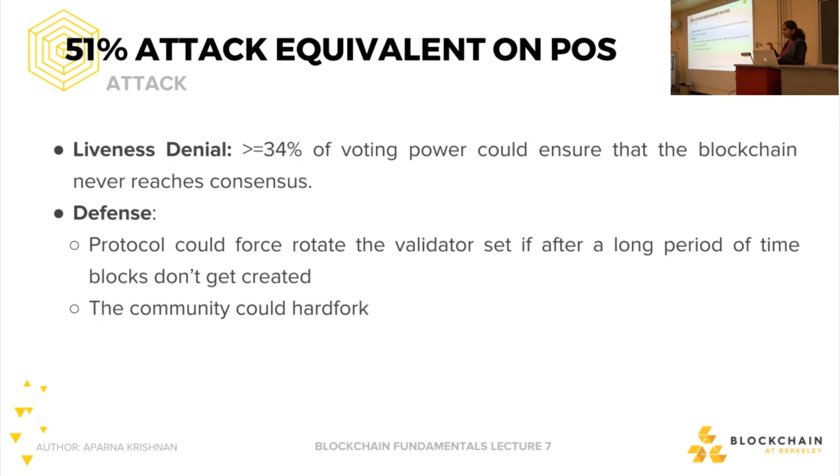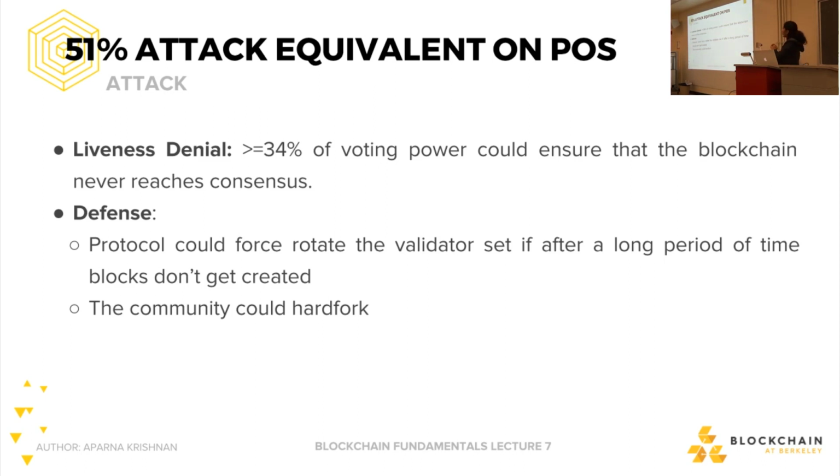A more dangerous form of 51% attack is if any single validator or malicious actor has more than 34% of voting power, they can ensure that the blockchain never reaches consensus. So what that means is the blockchain never converges. The defense against this is you could, at a protocol level, say, okay, if after a day no new blocks are created, then we will switch up the validator set.